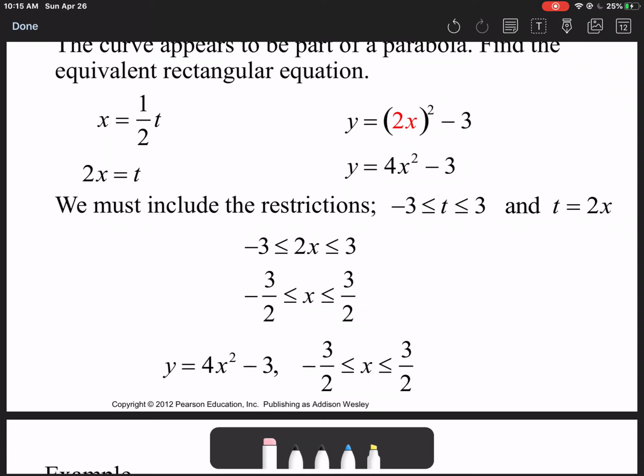Even though we eliminated the parameter, we're still not looking at the entire graph of this function. We're only looking at this part of it between -3 halves and 3 halves. So that is part of the deal with these parametrics when you eliminate the parameter.